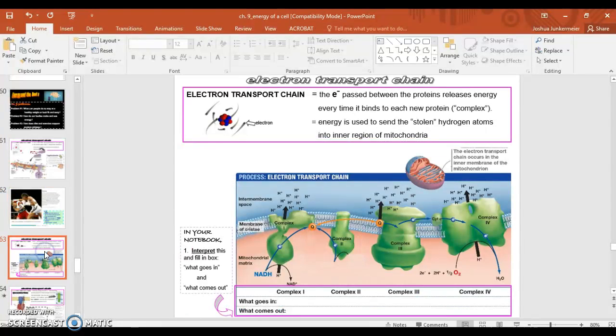All right, the next slide, almost the last slide, is another slide explaining the electron transport chain. And you need to create this table in your notebook. This table right here talks about some of these transport proteins.